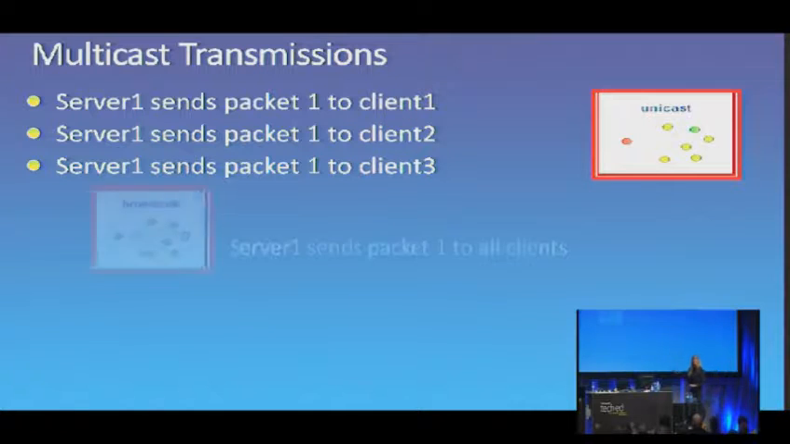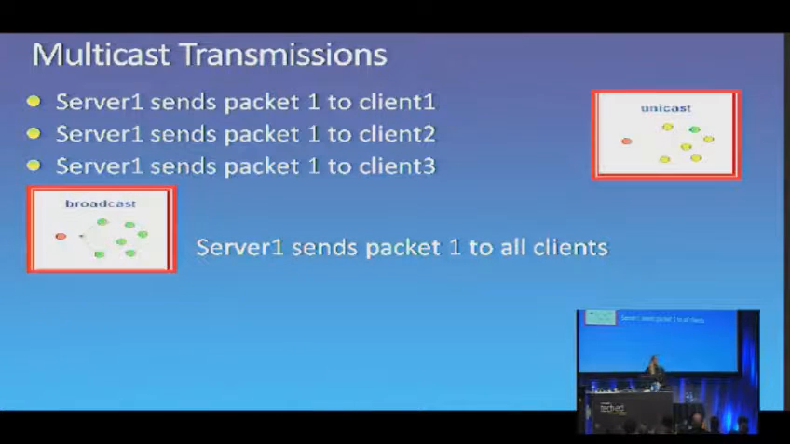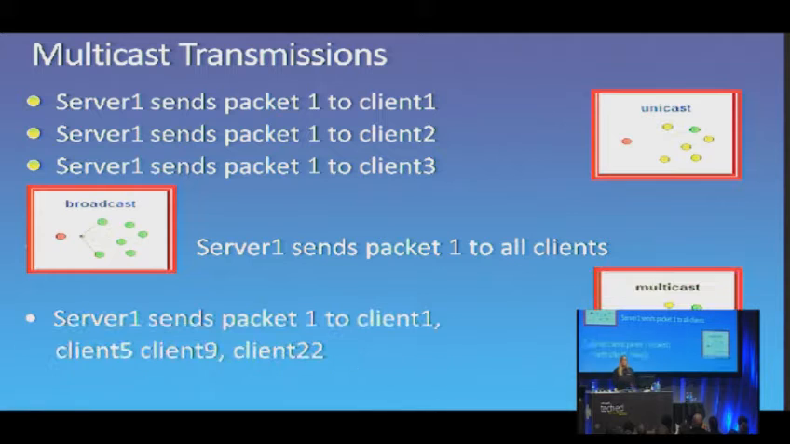In a broadcast environment, what would happen is server 1 would create packet 1 and just send it out to everybody. Well, we want something in the middle. What you actually want is for server 1, or the WDS server, to get packet 1 and send it out to that group of machines. That's the multicasting function that we have here.